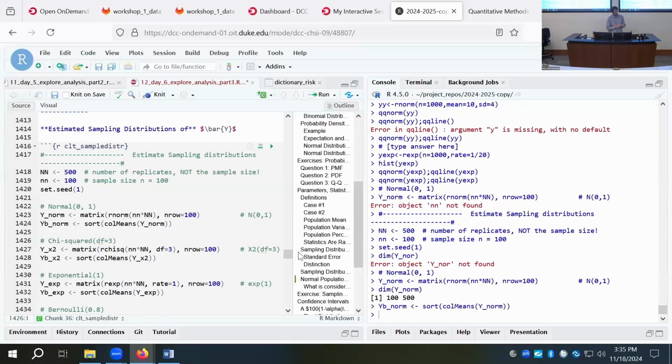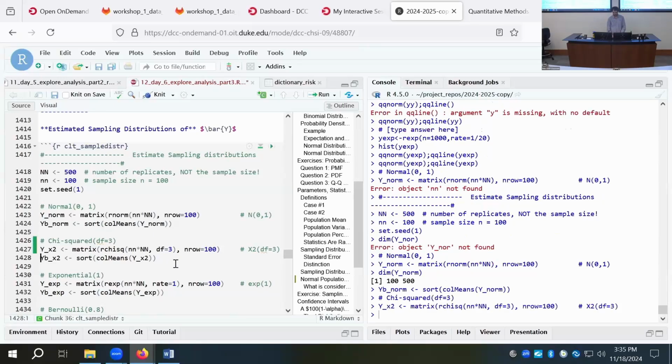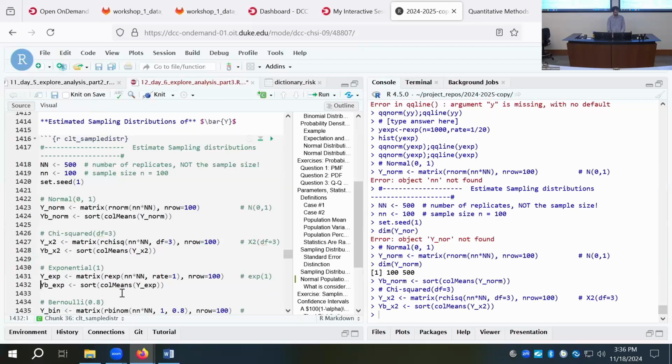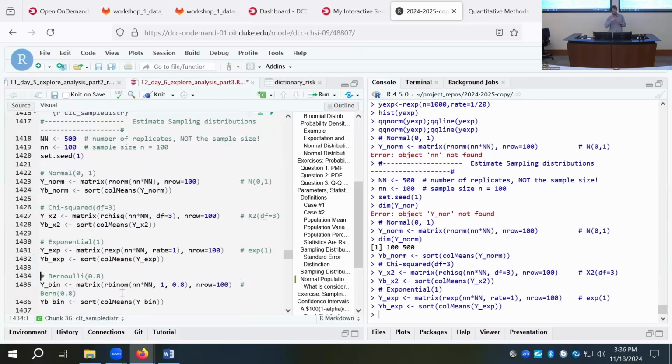All right, so next up, we're going to do a chi-squared. The same thing, it has this rchisq. I'm going to say degrees of freedom equals 3, number of rows 100. That'll give me this, right? Everyone following along with this so far? Okay. We'll do this for an exponential. So what I'm doing is just calculating the mean over a bunch of different trials to kind of show that it's going to be normal.